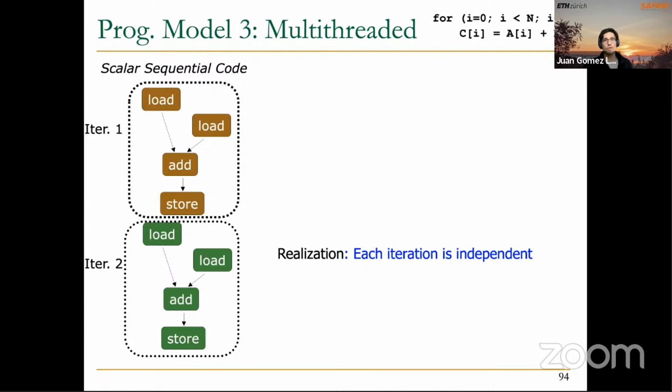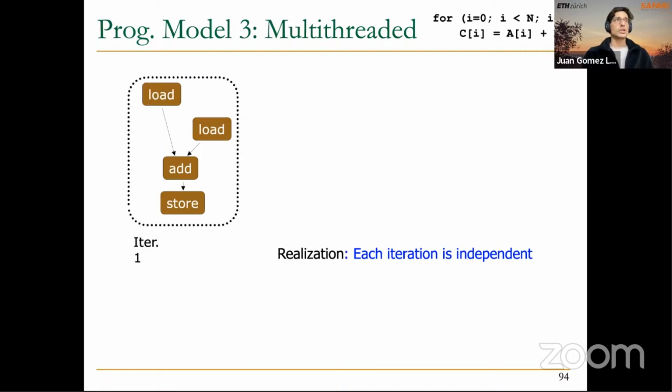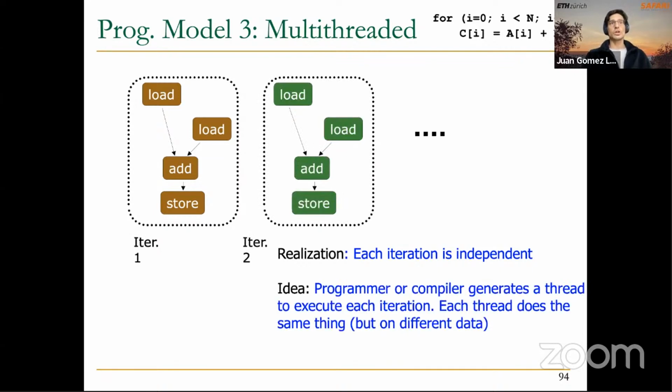Another way of writing this program is in a multi-threaded manner. It's a different programming model as well. So here, for each different iteration, I'm going to create a different thread of execution. This iteration 1 is assigned to thread 1 or thread 0. This iteration 2 is assigned to thread 1, and so on.